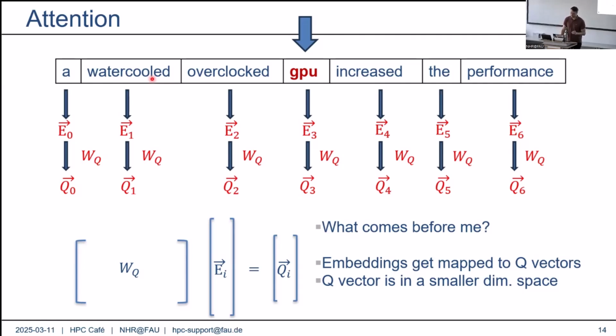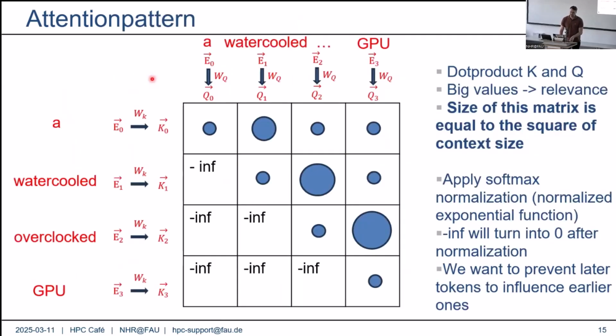So the query vector is calculated from the embedding and a weight matrix that is multiplied by the embedding vector, resulting in the query vector. Now we can build an attention pattern with the key vector, and the key vector is basically the answer to this query vector. So it will point in the same direction when it matches. And then the dot product is calculated between those. We see it in the matrix. And the more it matches, which people say the more it attends to it, the bigger the value, right?